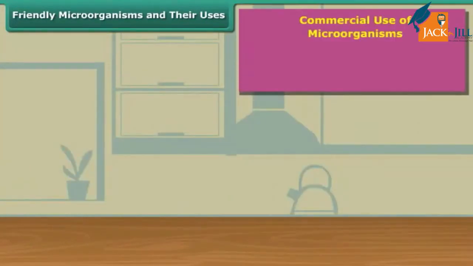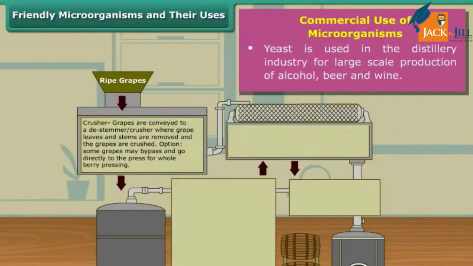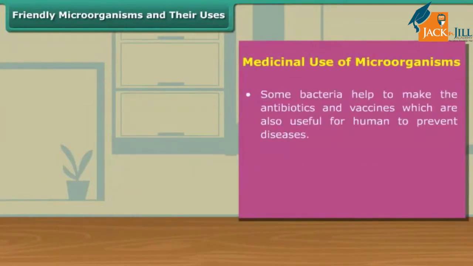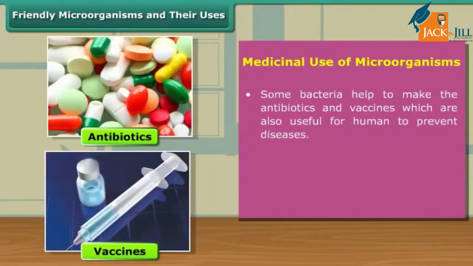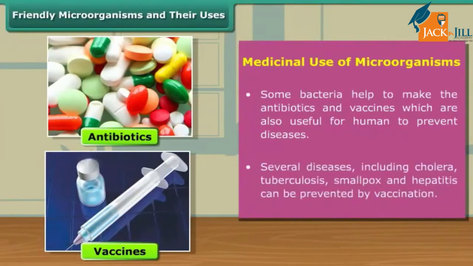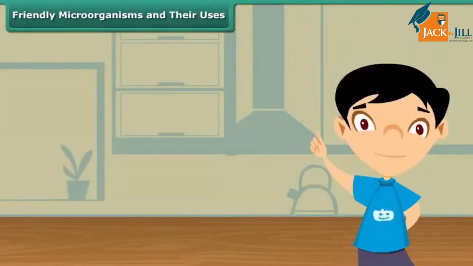Microorganisms are also useful in the commercial and medicinal field. For instance, yeast is used in the distillery industry for large-scale production of alcohol, beer, and wine. Some other bacteria are helpful in the production of antibiotics and vaccines. Vaccination is helpful against several diseases including cholera, tuberculosis, smallpox, and hepatitis. Now let me tell you what other benefits are provided by useful microorganisms.